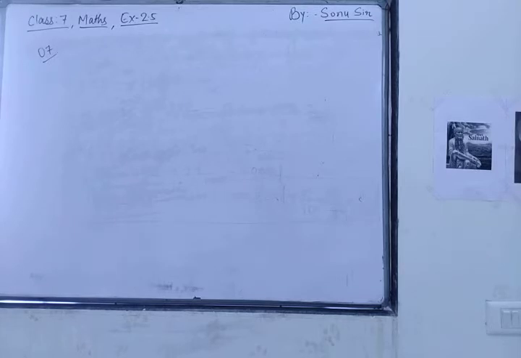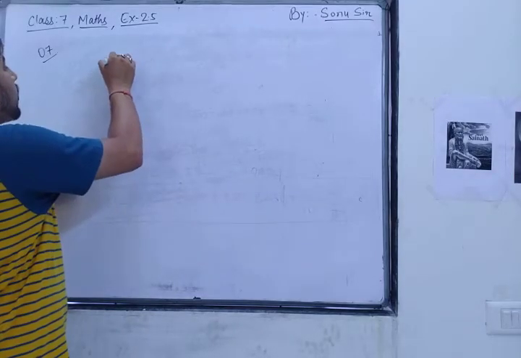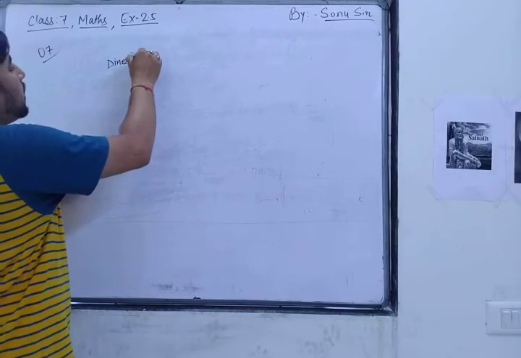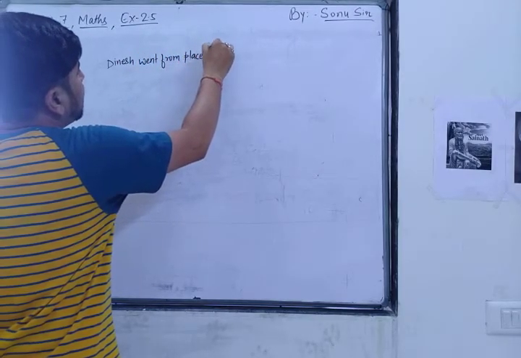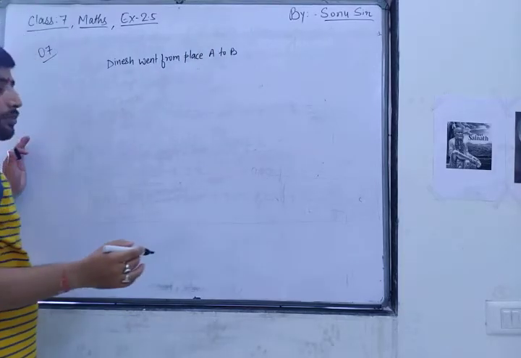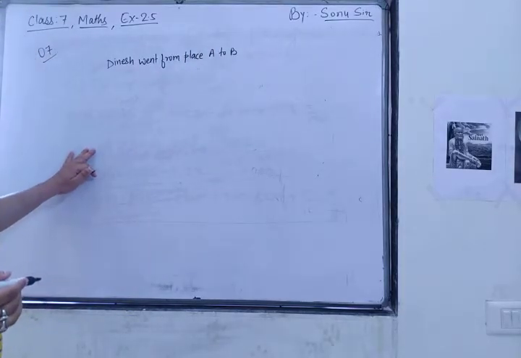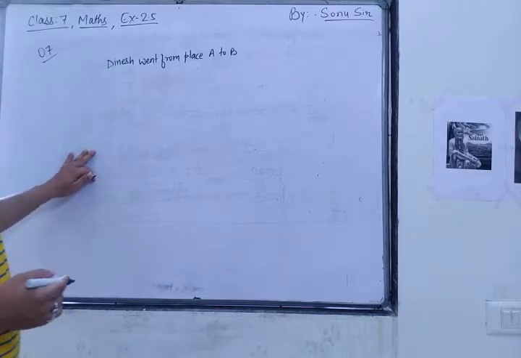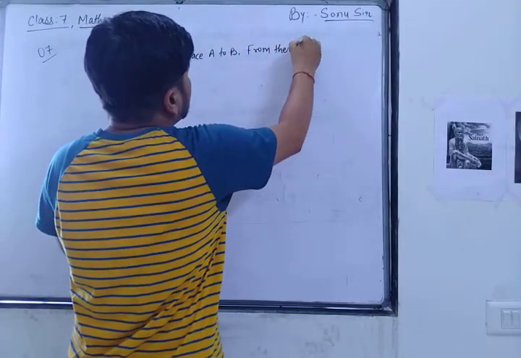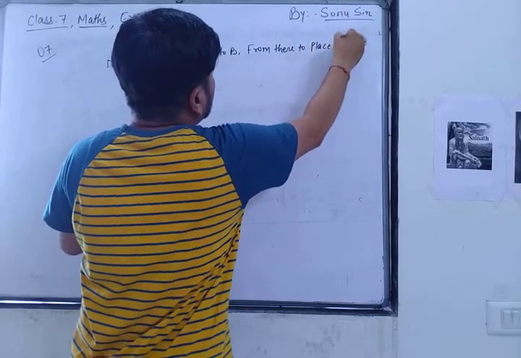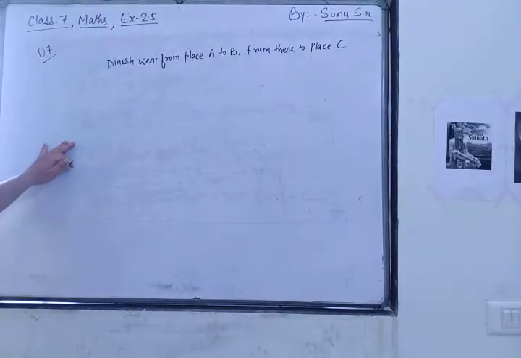So first of all, Dinesh went from place A to B. There is one boy, his name is Dinesh. He went from place A to B, and from there to place C. Right?